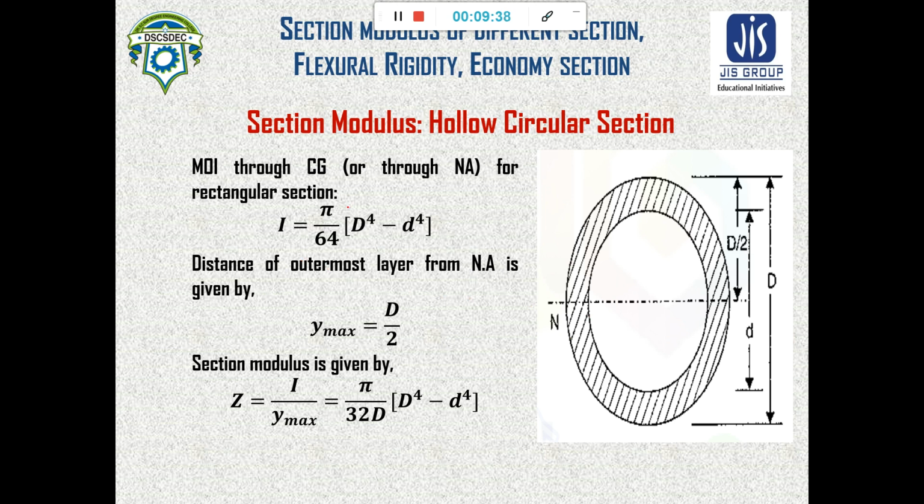That means I by D by 2, means into 2 by D. Now this 2 will cancel out with 64, and 32 will remain. So this 32 will be multiplied with D, and the final answer will be pi by 32 D, into D to the power 4 minus d to the power 4.